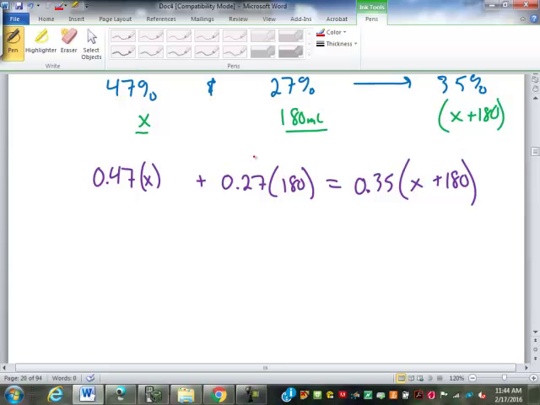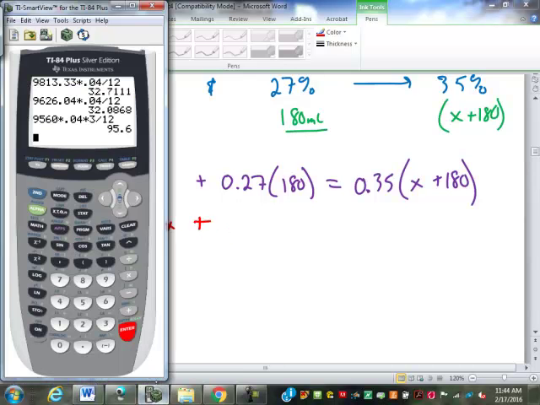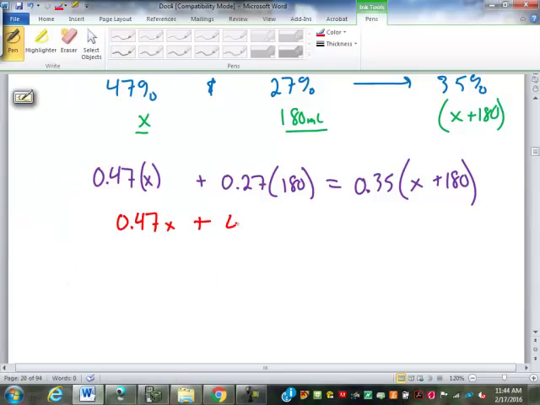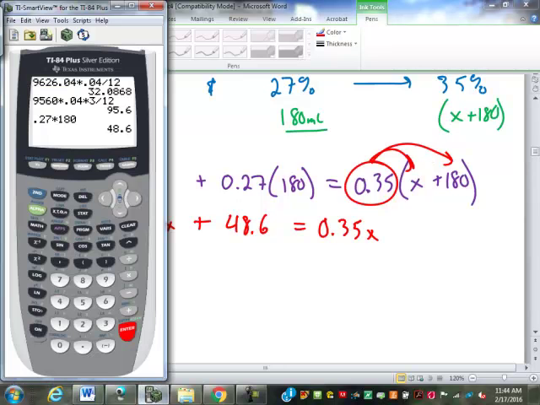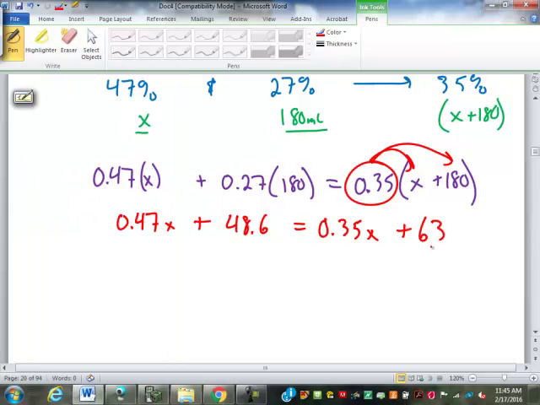So now from here it's just the algebra. I'm going to rush through this because I know you guys can handle this part. So 0.47 times X is 0.47X. 0.27 times 180, 48.6, equals 0.35 is distributed through. So 0.35 times X is 0.35X. And 0.35 times 180 is 63. So plus 63.